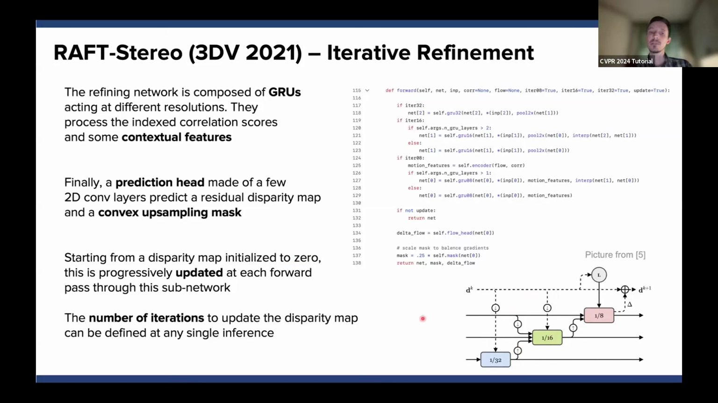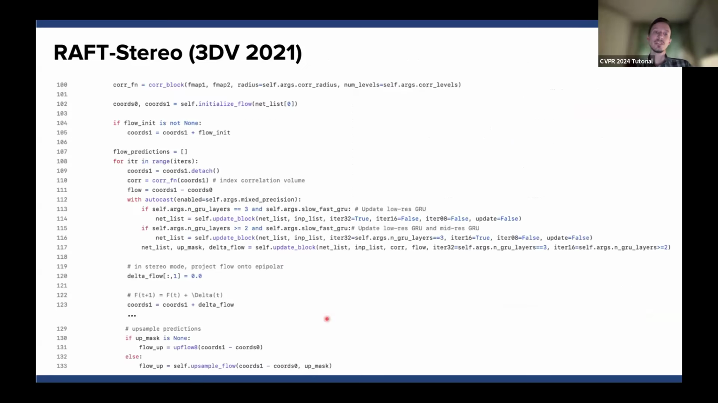So, given this mechanism, RAFT-Stereo fixes a certain amount of iterations that we run at both training time and inference time. And after a certain amount of iterations, our internal state will converge to an accurate disparity map. So, this is the code.